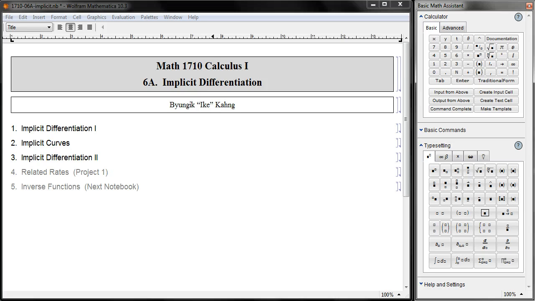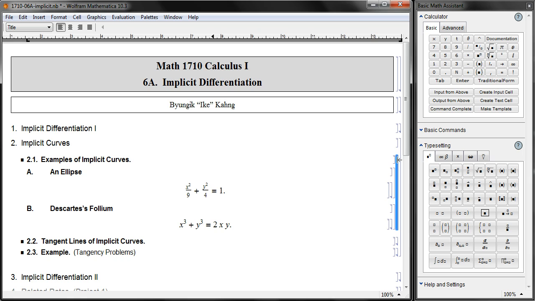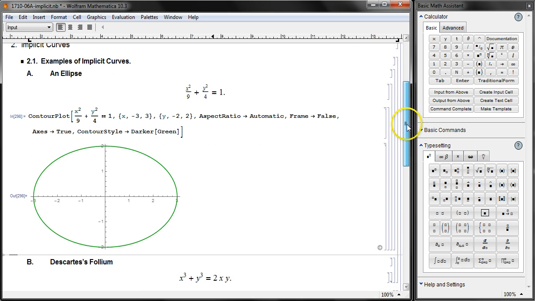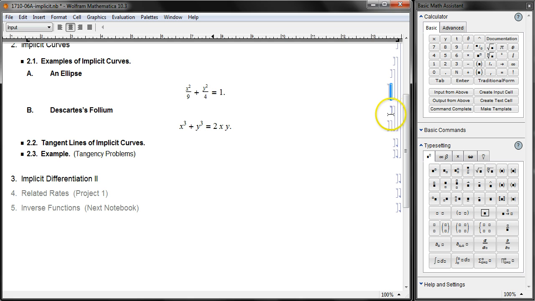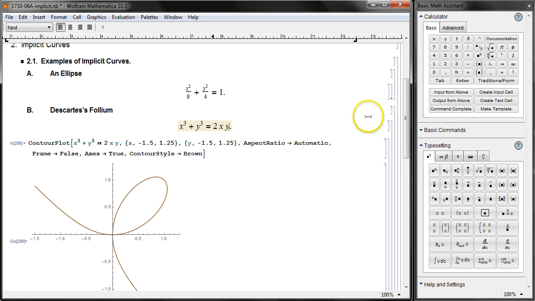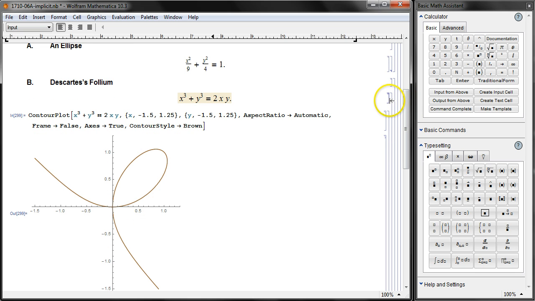Welcome back, students. Now let's move into the second section of this notebook, implicit curves. Here are a couple of examples. An ellipse given by this implicit relation. We saw this example before actually in the previous videos. And then the portfolio is another example. It's given by this implicit relation between x and y.